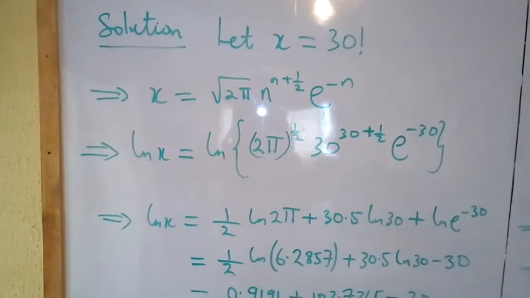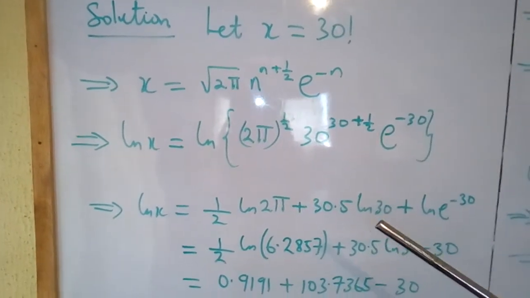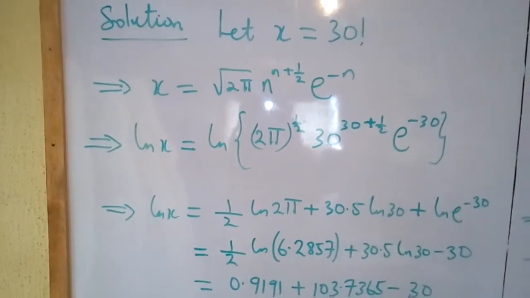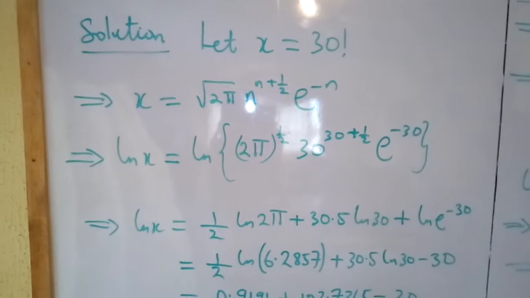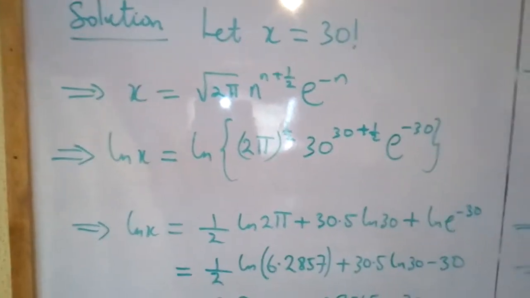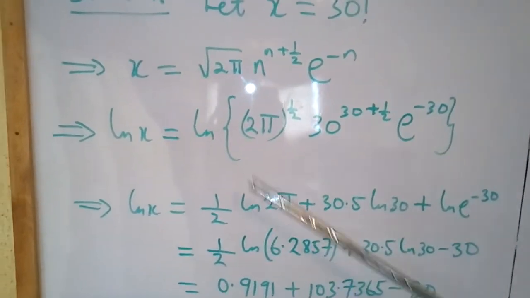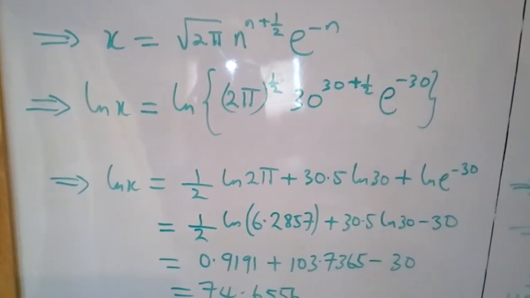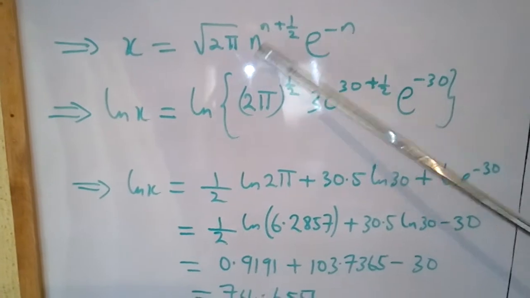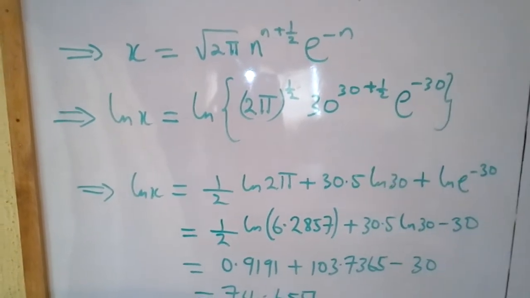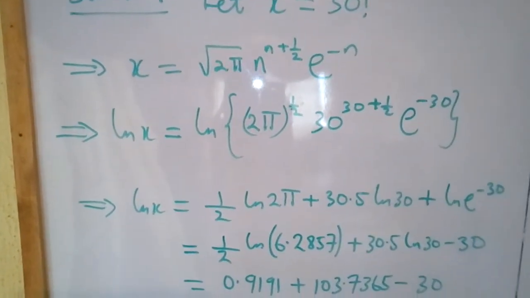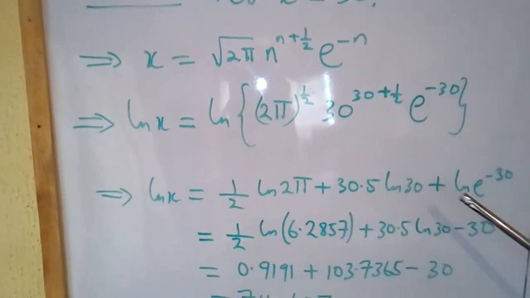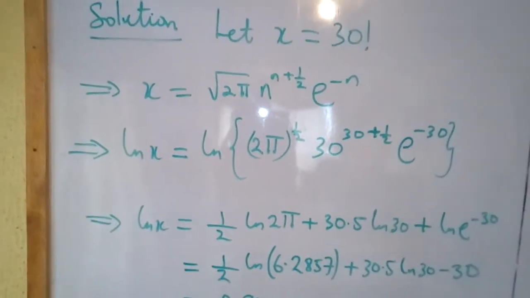For us to solve this problem, we are going to take the log of both sides. This log, we either call it log of s to base e or ln s. So we take the ln of both sides. Ln s equals ln of 2 pi raised to power half. Remember, square root of 2 pi is the same thing as 2 pi raised to power half, times 30 raised to power 30 plus half times e raised to power minus 30.